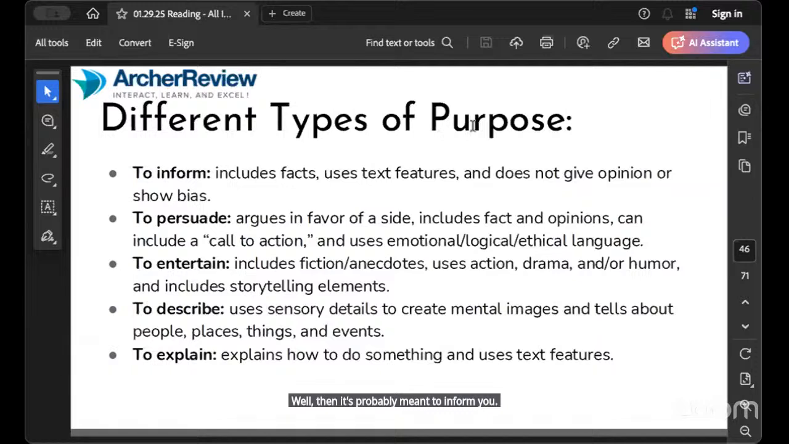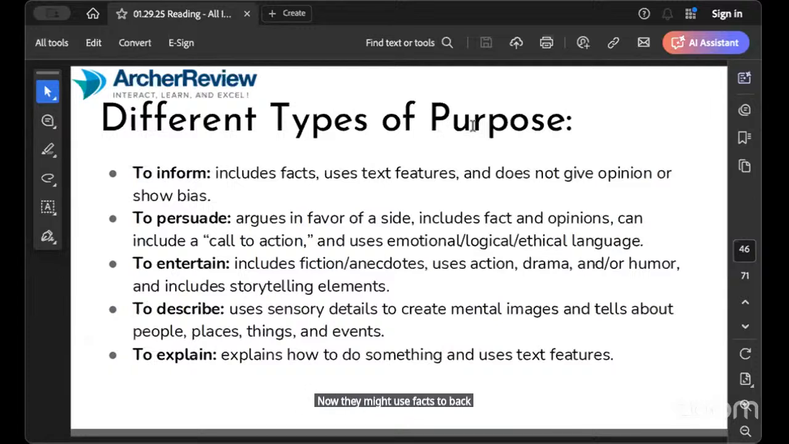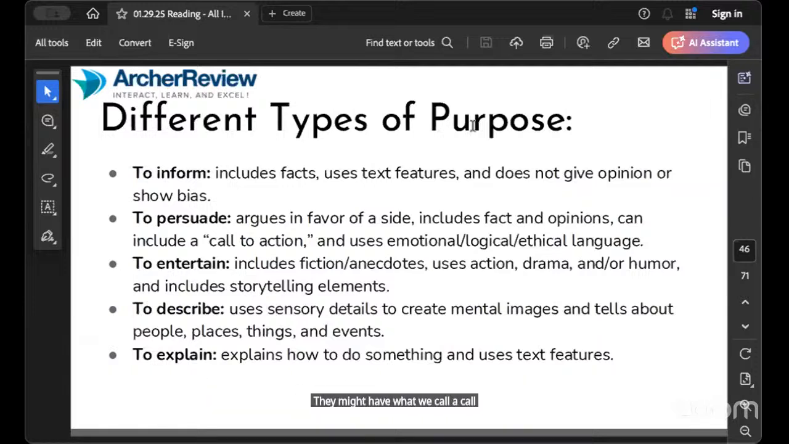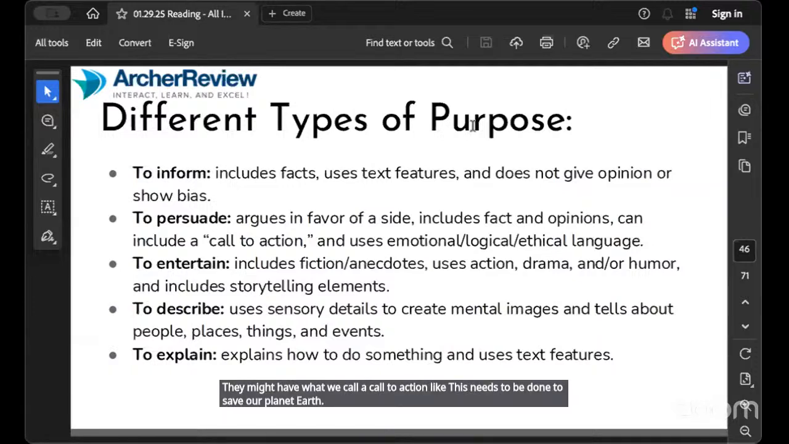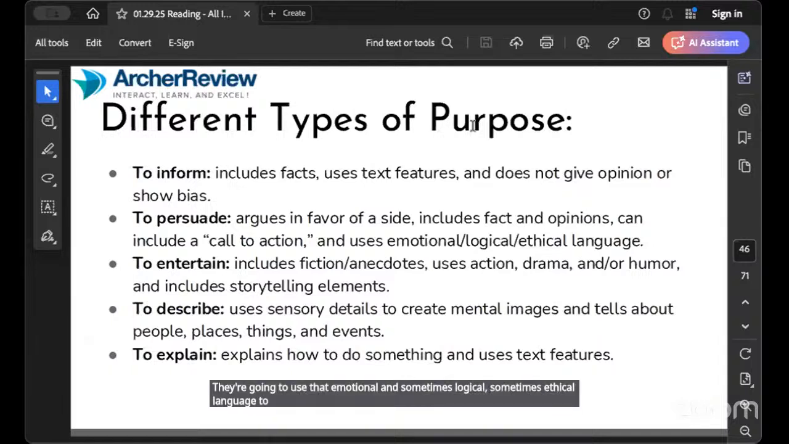But if you have a lot of arguing in favor of one side over another, now they might use facts to back up what they're saying, but they're also going to mix in their opinions of it. They might have what we call a call to action, like this needs to be done to save our planet Earth. They're going to use that emotional and sometimes logical, sometimes ethical language to persuade you into their side of the argument. Okay, so if you're persuading, you're trying to bring someone over to your side and get them to believe what you believe.